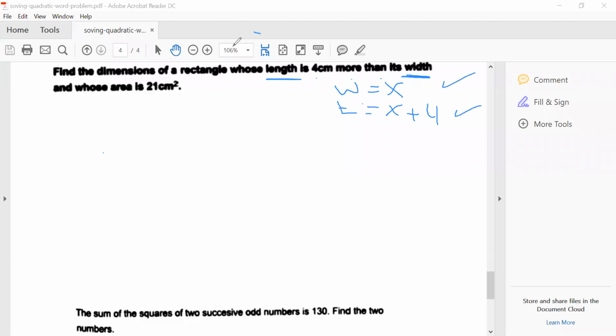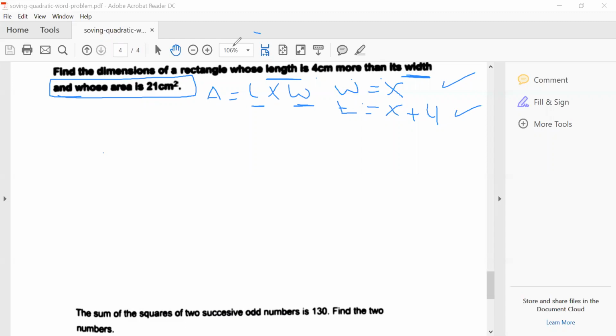But from where? There must be other information. He told me that the area of this rectangle is 21 square centimeters. What is the area of the rectangle? Length times width. The area of any rectangle is length times width. But don't forget, in my exercise here, the length is not called length and the width is not called width.